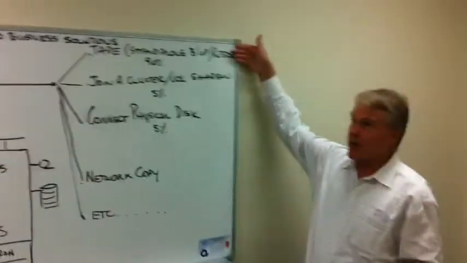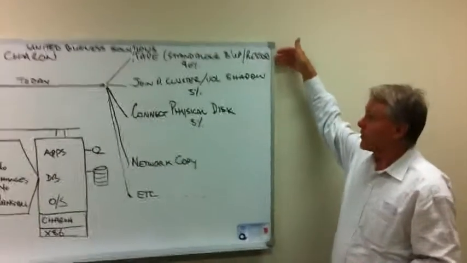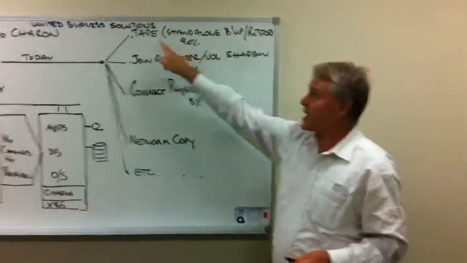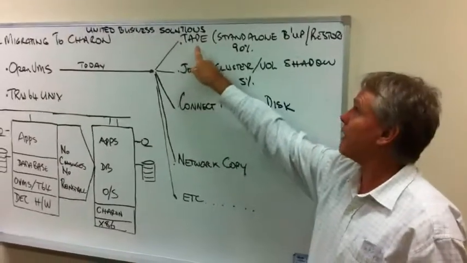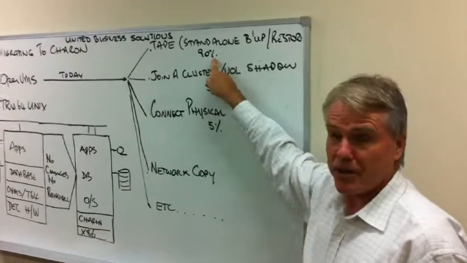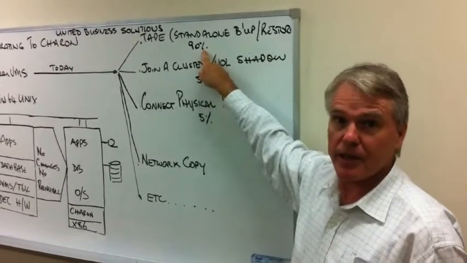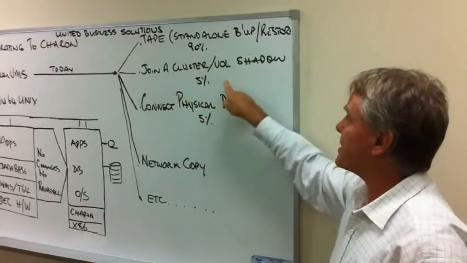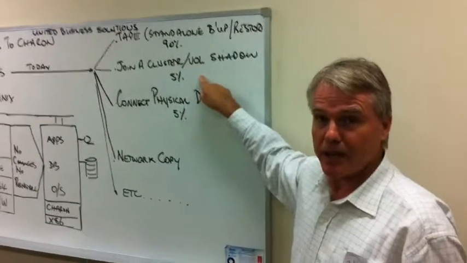In regards to migration, there are many ways to do that. The first one, which we're going to do today, is take a tape which we've produced using standalone backup under VMS on a real Alpha, and we're going to restore it into Charon. It turns out that's about 90 to 95% of the way that we do it every time we do a project. Sometimes we join a cluster where there's no downtime permitted or minimal downtime.